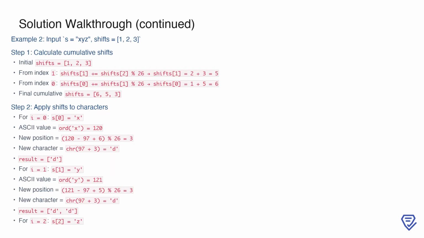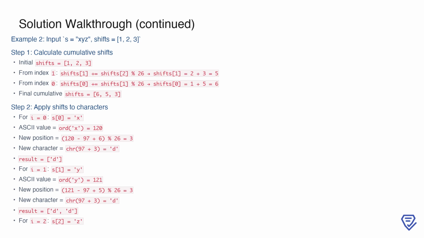For the second example, the input string is XYZ with a shifts array of 1, 2, 3. We start by calculating the cumulative shifts. Initially, the array is 1, 2, 3. We update shifts 1 by adding shifts 2 modulo 26, which results in 5. Then, shifts 0 is updated by adding shifts 1 modulo 26, giving us 6. The final cumulative shifts array becomes 6, 5, 3.